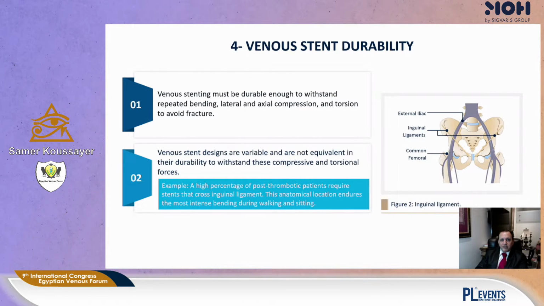I think durability is very important. A venous stent must be durable enough to withstand repeated bending, lateral and axial compression, and torsion to avoid fracture. Venous stent designs are variable and not equivalent in their durability to withstand this compression. So every company has different durability for their stent. When you choose your stent from each company, you have to look at durability and flexibility, which are completely different from company to company.